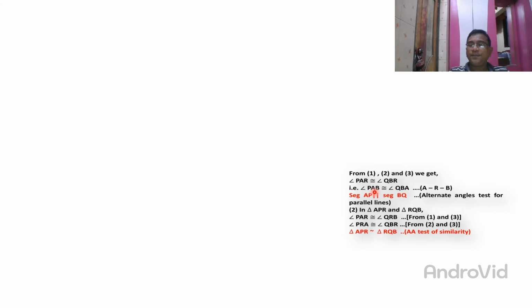So angle PAB is congruent to angle QBA. We are given this as numbers 1 to 3. You observe that angle PRA is congruent with angle QBR, and angle PAB is congruent with angle QBA, with A-R-B collinear. So AP is parallel to BQ.